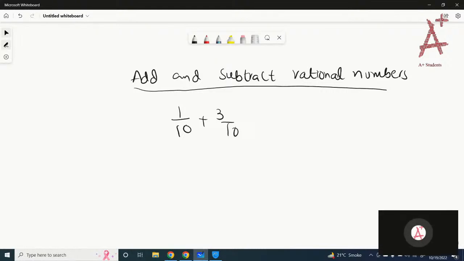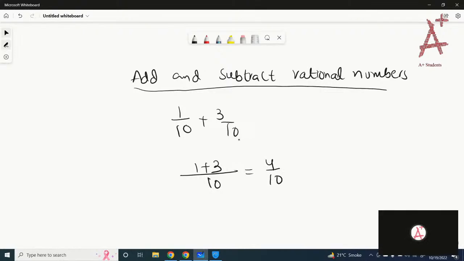So we have to add the rational numbers. They are 1 by 10 and 3 by 10. So both the rational numbers have the same denominators. So you simply add their numerators. You need to do 1 plus 3. So 1 plus 3 is 4 over 10. So you have to write the answer in the simplest form.